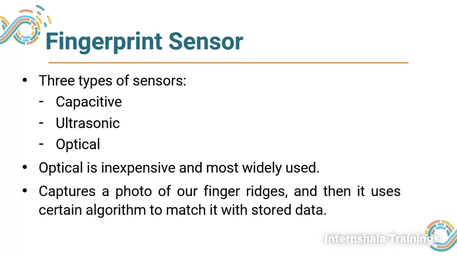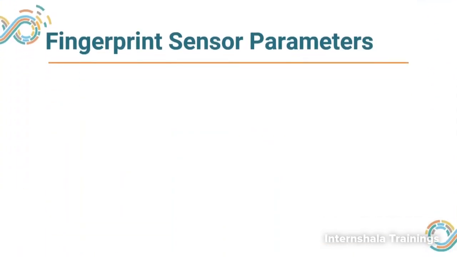It will capture the photo of your finger ridges, and then it uses the algorithm which is built into the library. You don't have to write any algorithm for fingerprint matching. That thing is already stored in the library. So with those, it will match whether your fingerprint ridges are matching with the ones that we have in the dataset.